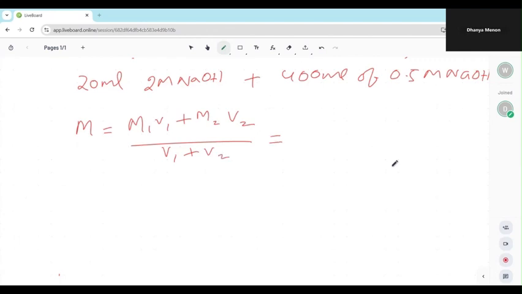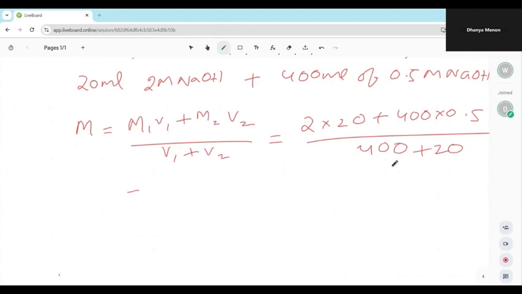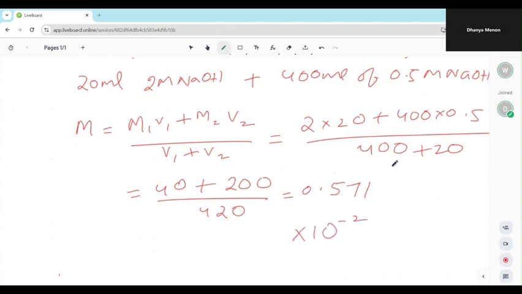M is 2 times 20 plus 400 times 0.5, over 400 plus 20. That is 40 plus 200, divided by 420. This comes to 0.571. But in the question they have asked in terms of 10 raised to minus 2.